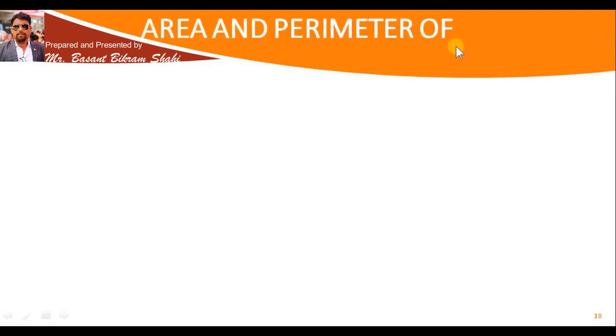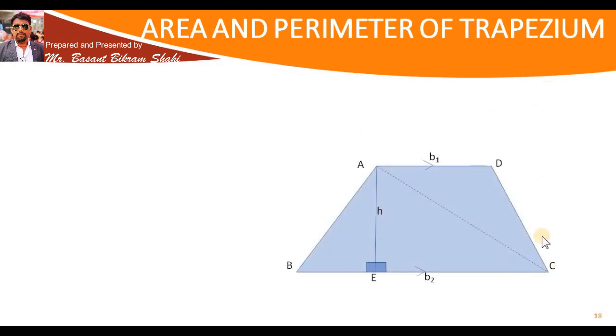Now area and perimeter of a trapezium. This is a figure of a trapezium where AD is parallel to BC. In a trapezium, one pair of parallel lines is there and the other sides are not parallel. And here AE is perpendicular and it is the height of the trapezium. The first parallel line is denoted by B1 and the second parallel line, BC, is denoted by B2.